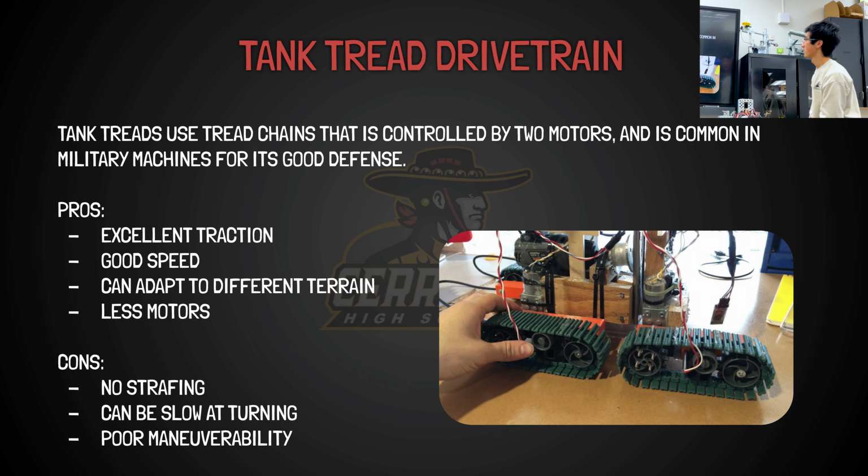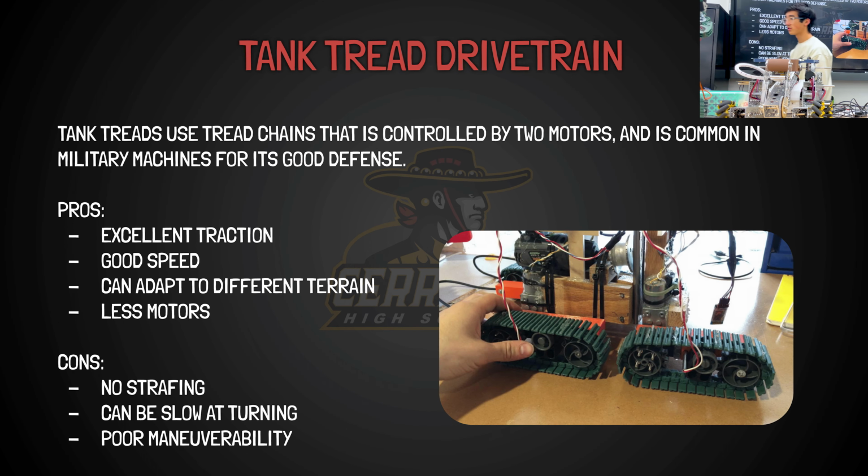A tank tread drivetrain used to be popular in FTC, but not really as much anymore. Basically, you would see it in military automobiles. Tank treads use tread chains that are controlled by 2 or 4 servos, typically just 2 servos, and it's common in military machines for its good defense. So it has pretty good traction and speed, and it can adapt to different terrain. If there's a huge obstacle, like let's say my arm is over here, it can easily just roll over it because the tank treads can adapt to the terrain.